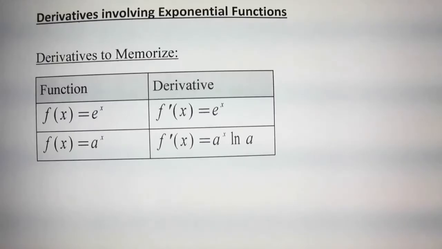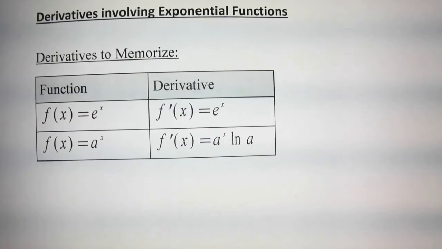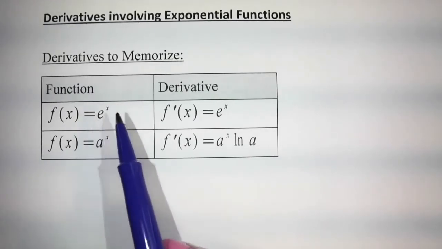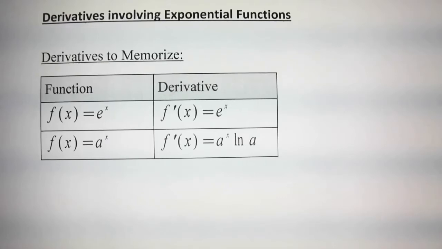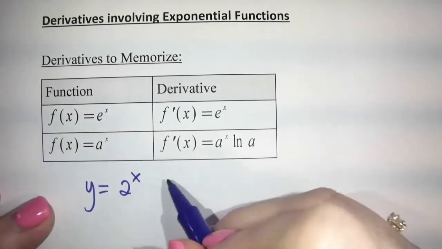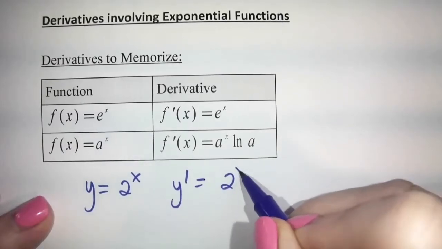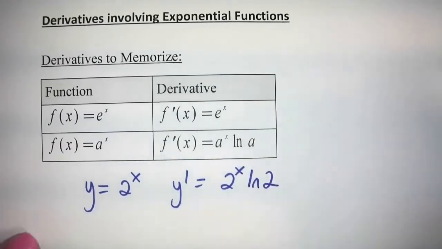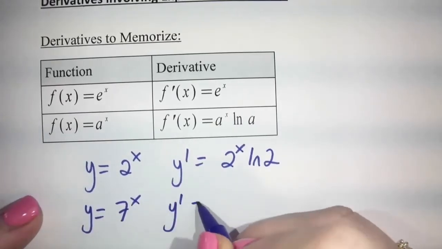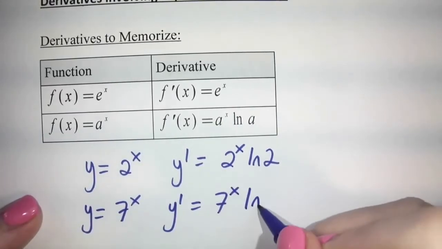Okay, so now we're going to review exponential functions and their derivatives. So derivatives to memorize: y equals e to the x, derivative is e to the x. So easiest derivative to calculate. And y equals a to the x is y prime equals a to the x ln a. So if we have y equals 2 to the x, for instance, then we get derivative 2 to the x ln 2. So it's ln of the base. If we had y equals 7 to the x, we get y prime equals 7 to the x ln 7.